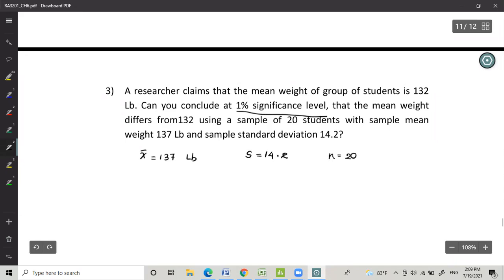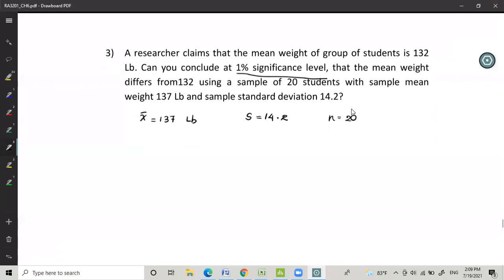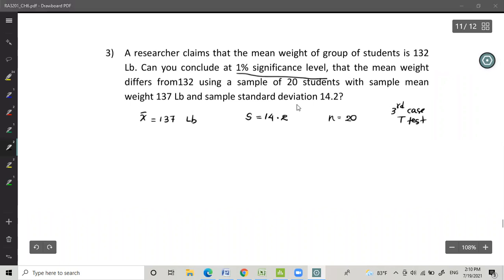So the first thing, what is the case? First case, second case, or the third case? You do not know sigma, but you know the sample standard deviation. So sigma is unknown. Then you look at the sample size, it is 20. It is small. So this is the third case, and you have to go for the t-test. Okay, right. So let's start with writing the hypothesis.